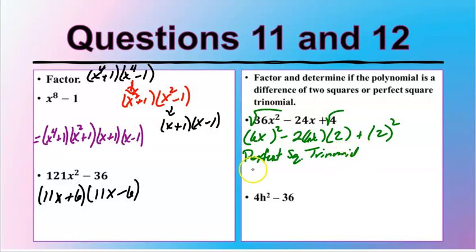And in factored form, this would be 6x minus 2, and then that's squared. Now you could write it as 6x minus 2 times 6x minus 2. That is still the same as 6x minus 2 squared. This next one, I have two terms here. I have a perfect square here, a perfect square here. So that's a difference of two squares.